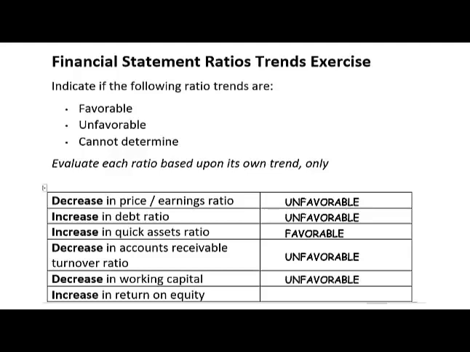And the last item is an increase in return on equity. That represents the net income of the company divided by the average equity within the company. So if your net income increases, you would have an increase in return on equity. Under those circumstances, you'd be increasing your net income over your average equity. So that would be a favorable trend.